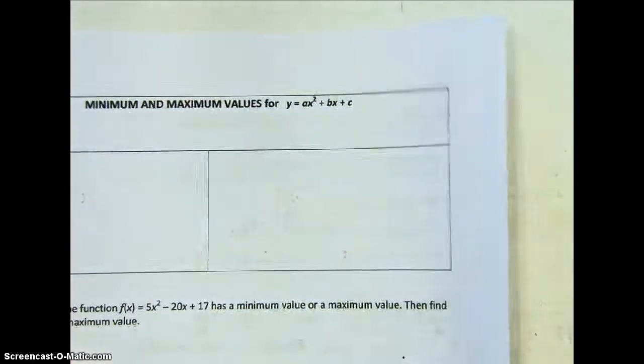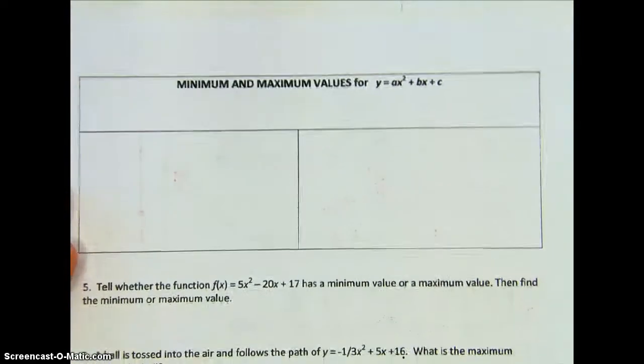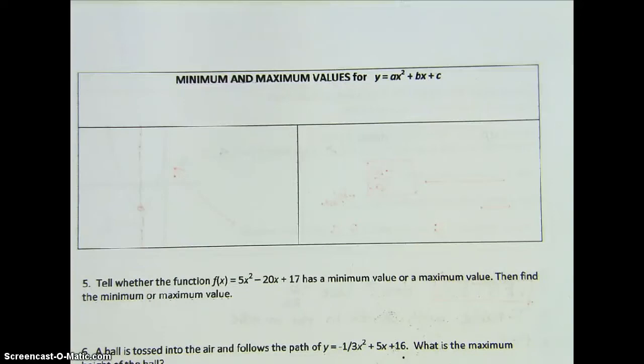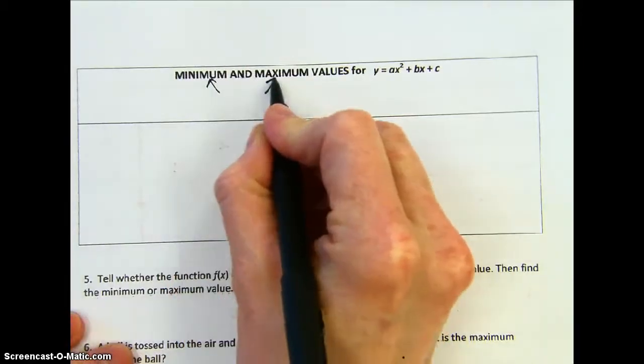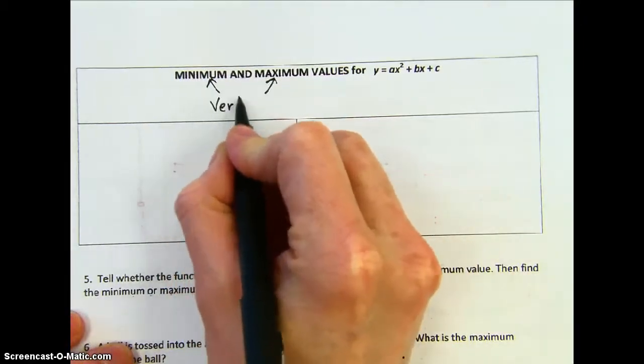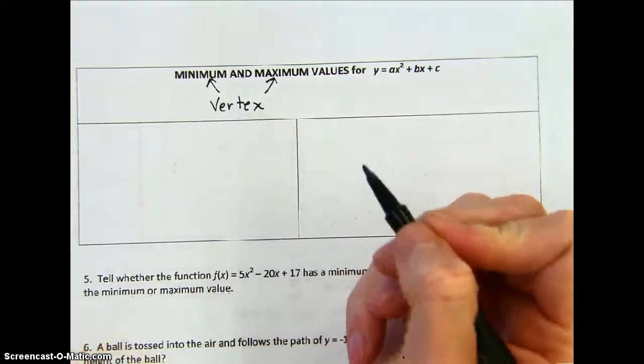And on the back, it's got minimum and maximum values. And if you think about it, where is the lowest and highest point on your graph? We talked about this yesterday. It's the vertex. So we're going to draw arrows here. You also know how to find that because it is your vertex.